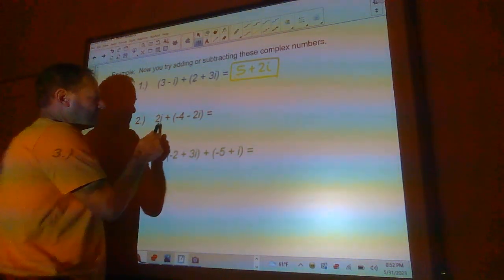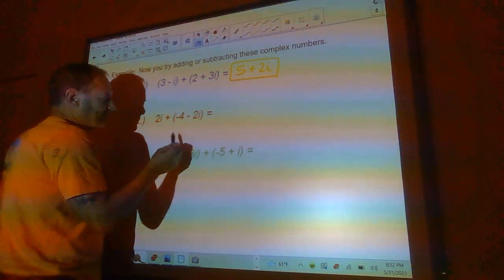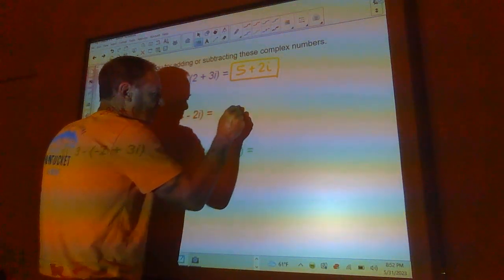Okie doke. How about 2i plus negative 4 minus 2i? I can combine the 2i and the negative 2i. That's going to be 0. This is just going to be negative 4.